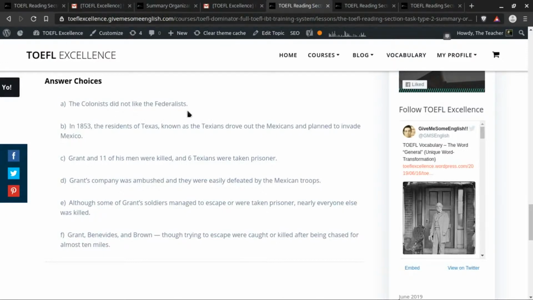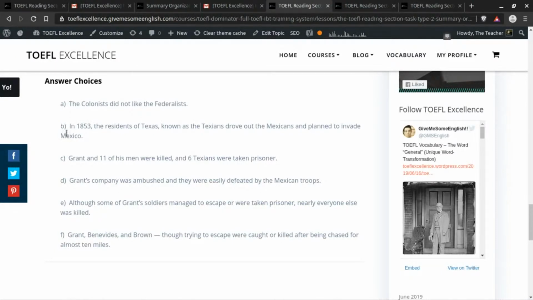Now, one of the things that you can use is that if you have a statement which is a very, very detailed statement, you could probably eliminate those. It's always good to check. But one of the things that we do first, obviously, is eliminate any that are factually untrue or that are clearly not a summary statement. Like this one, the colonists did not like the Federalists. Well, without even reading the passage, you can tell that this is not a summary statement. It's maybe true, we don't know first, but it's probably not going to be a summary statement.